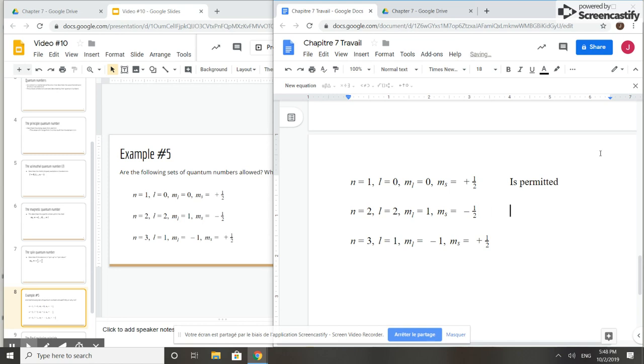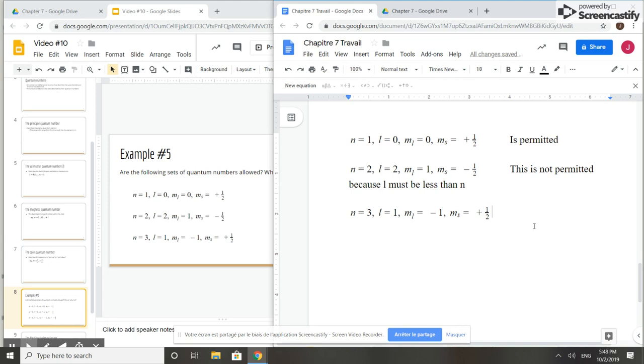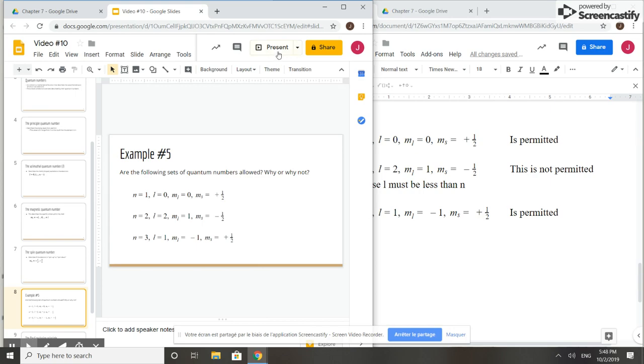Then the second one, n is equal to 2, l is equal to 2. This one is not allowed because l must be less than n. Then I see n is equal to 3, okay. l is equal to 1, also okay. m sub l is -1, m sub s is +1/2. This is permitted. And then we'll take a look at more complex examples in class. It's not really the kind of example that merits a video.